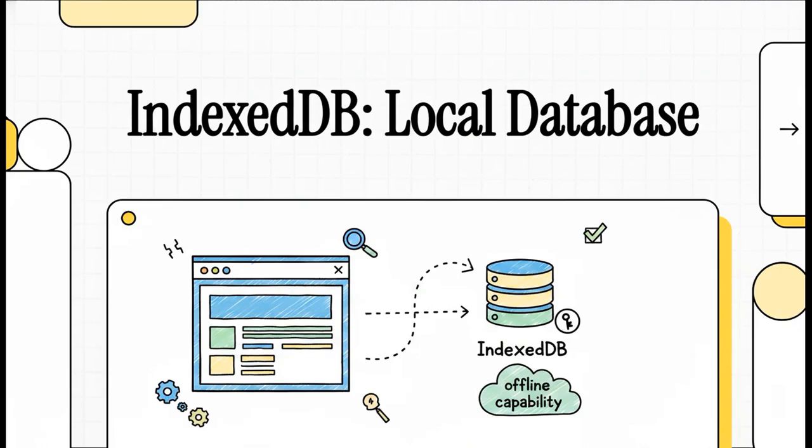Exactly. And to make it even easier, developers use tiny, lightweight wrapper libraries, like one simply called idb, which translates all those old, messy callbacks into clean, modern promises. That totally modernizes the interaction. It makes it really accessible for average developers to use this powerhouse database.